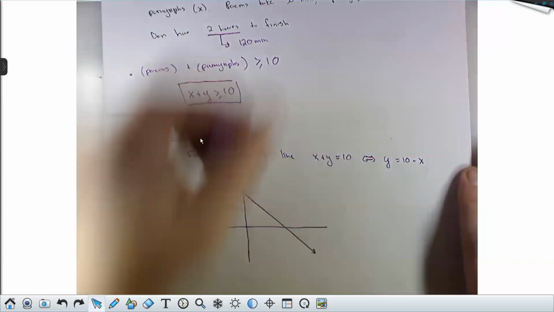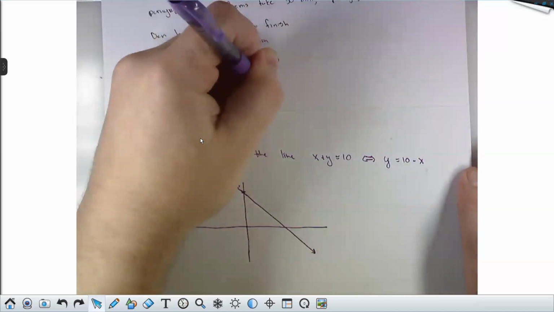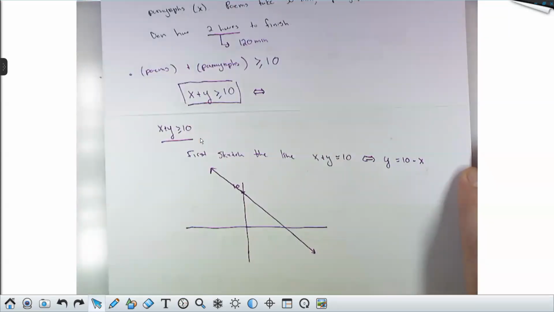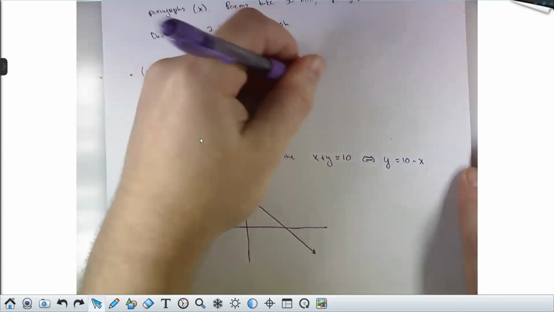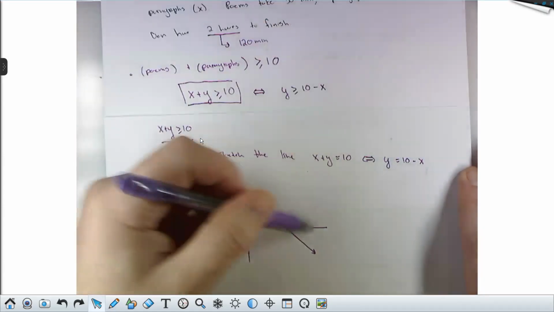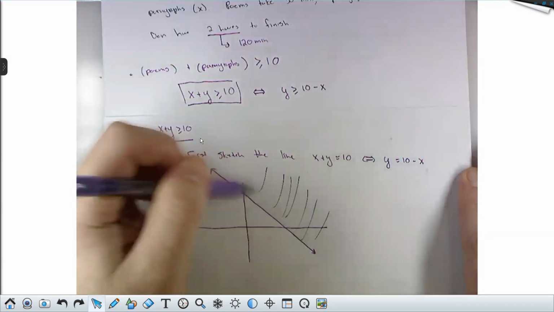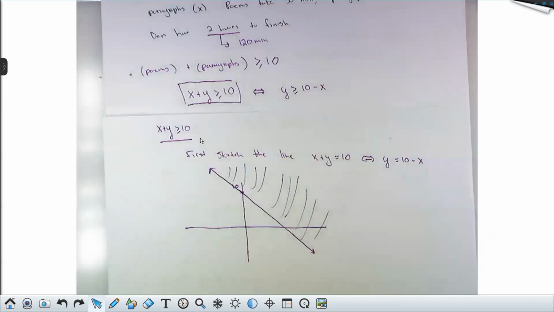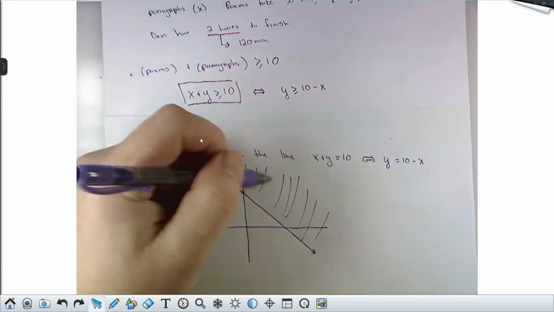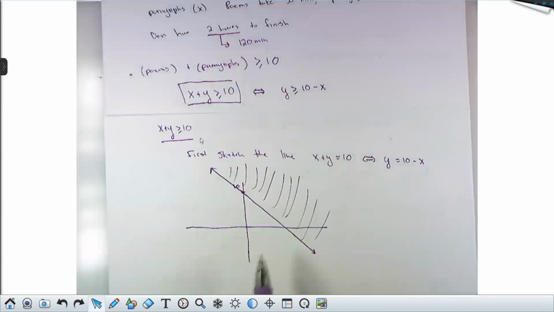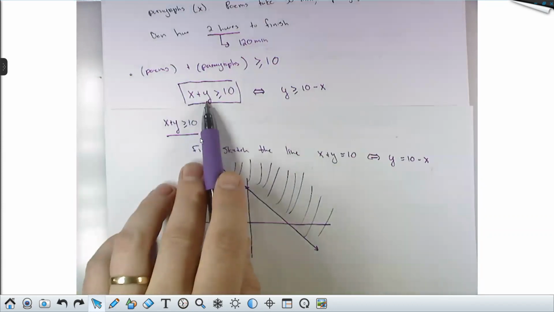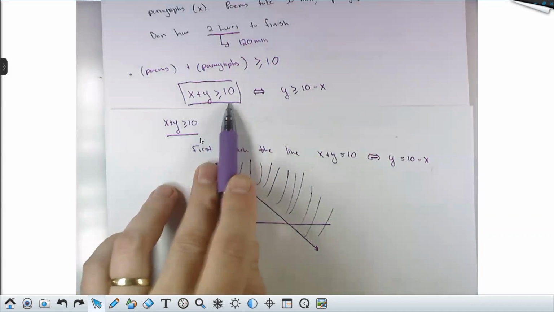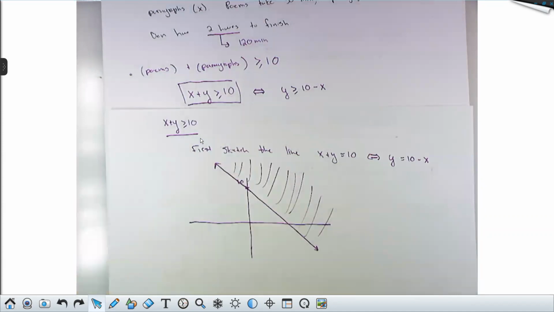And really our inequality here, if we want to think of this as the over and under approach, is the same as saying y is greater than or equal to 10 minus x. So I'm interested in the y values that are above this line. Or you could test a point from the two regions, right? One line splits the plane into two regions, below and above. And you could test a point down here, like 0, 0. If you plug 0 and 0 in here, you get 0 is greater than or equal to 10. So that would not be a part of the solution.